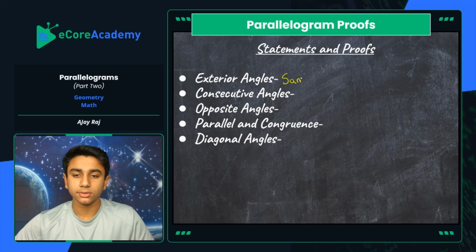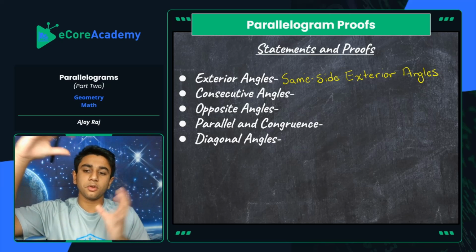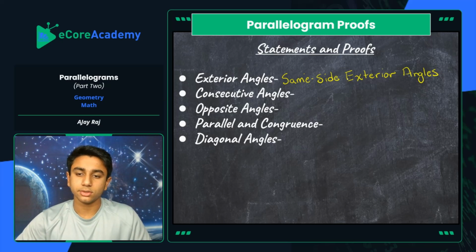side exterior angles. That's the form of proof. Same side exterior angles. And remember, that means that these two angles are going to be supplementary to each other. So that's how you can calculate your exterior angles.